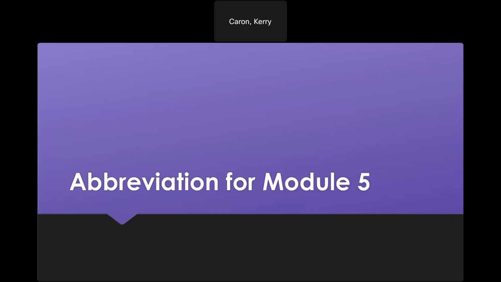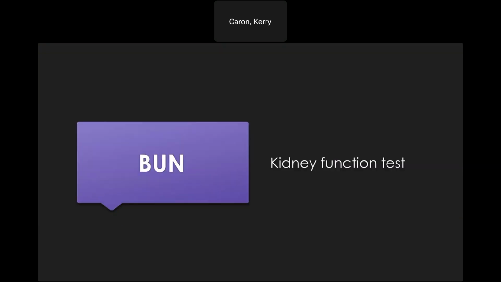Okay, and abbreviations for this module. So BUN stands for blood urea nitrogen. And it is a kidney function test, but it technically stands for blood urea nitrogen. And it's a measure of how well the kidneys are functioning. So that's BUN.